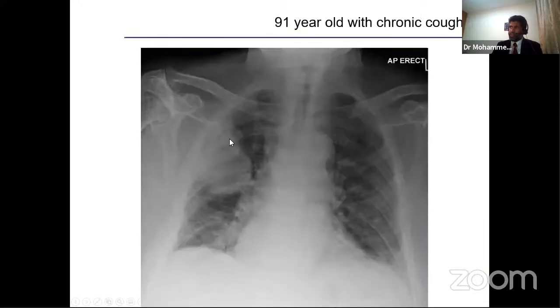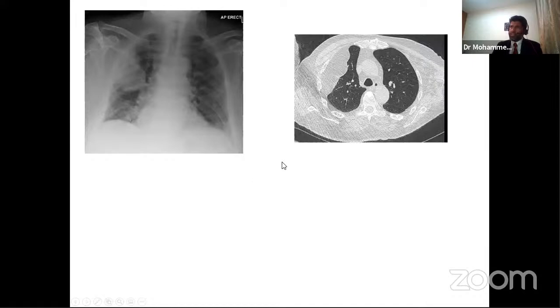Let's have a look at this 91-year-old with, again, a mass lesion. This appears to be a mass sitting in the right mid-zone. This appears to be more pleural-based, that we could say, and this extends along the right lateral border. The patient then went on to have a CT scan. CT scan indeed confirmed that there was an area of abnormality on the right lung.